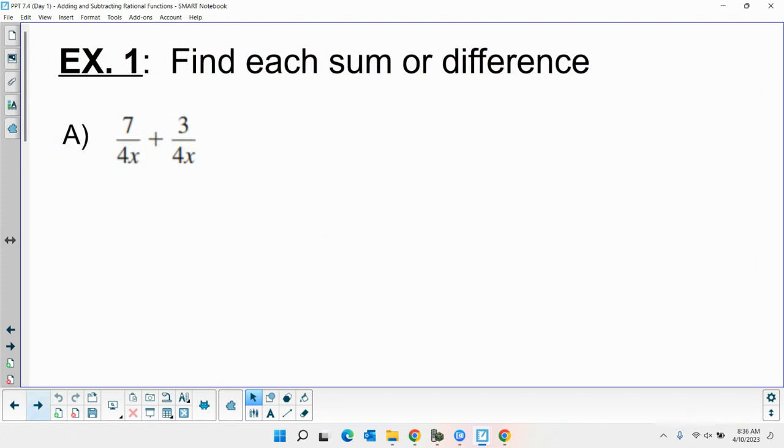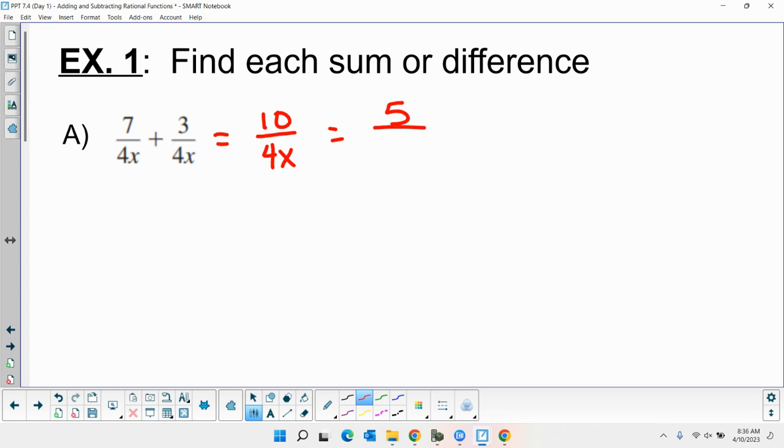What's 7 plus 3? 10. So all it is, 10 over 4x. But is there a number that goes into 10 and 4? 2. So we need to simplify it. So 10 divided by 2 is 5, and 4 divided by 2 is 2. Okay? So make sure your final answer is in simplest form or reduced. Okay? That one's pretty easy, right?